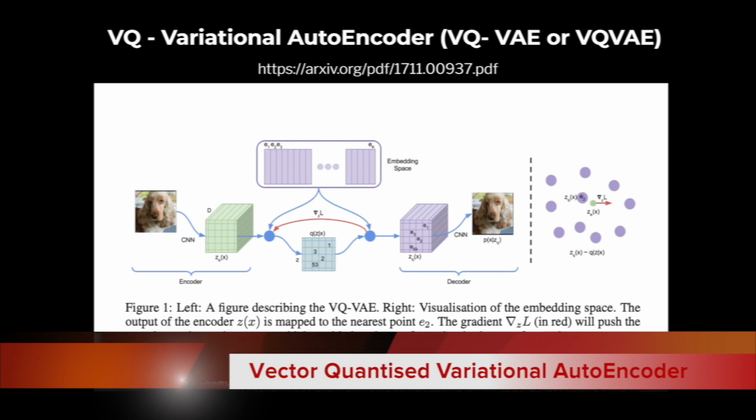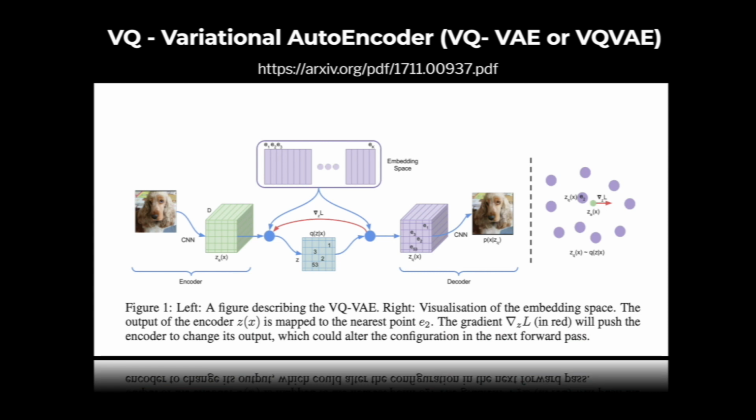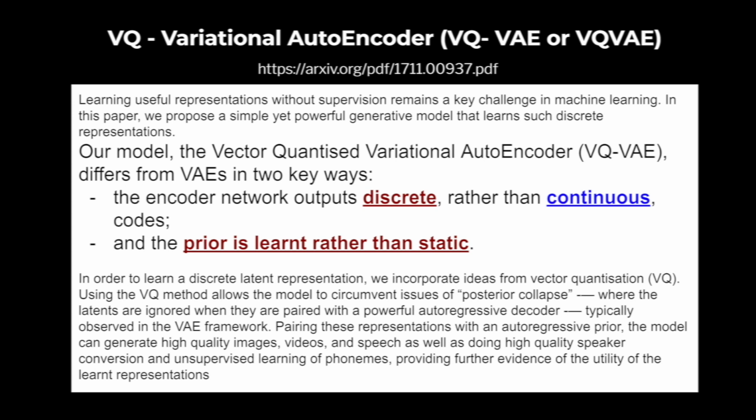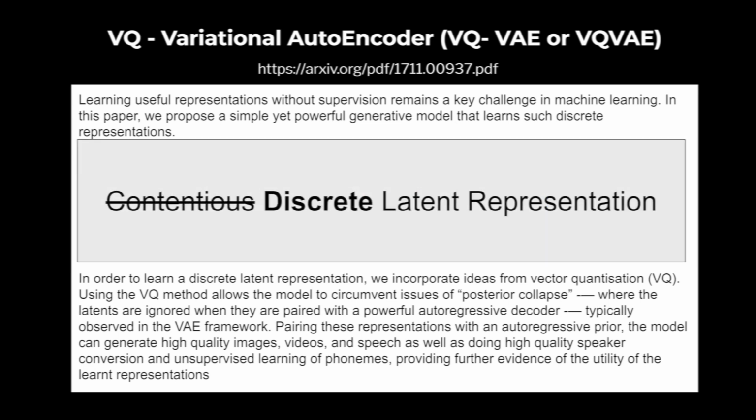Here is the research paper related to VQ-VAE, or the vector quantized variational autoencoder. The research paper abstract explains that the VQ-VAE model differs from variational autoencoder in two key ways. First, the encoder network outputs discrete rather than continuous codes. And the second, the prior is learned rather than static. It means the representation in the latent space is discrete, it's not continuous.